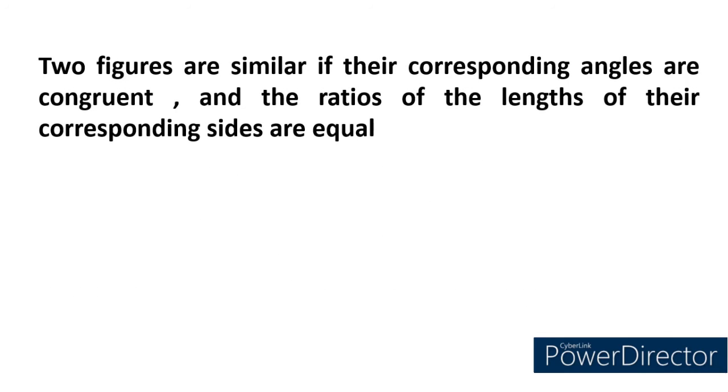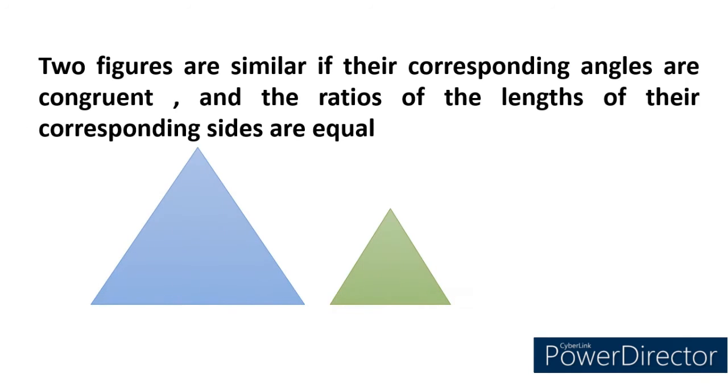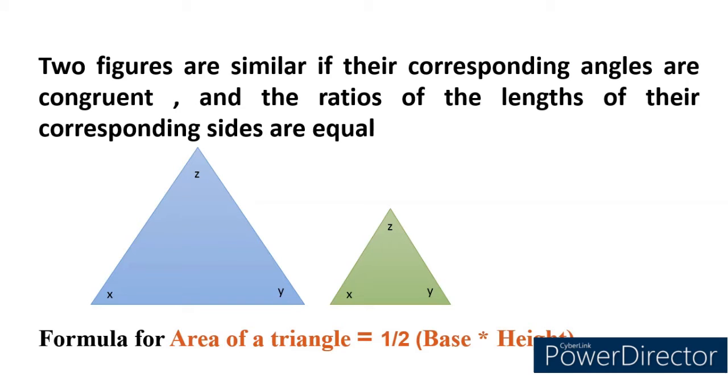Another way, two figures are similar if the corresponding angles are congruent and the ratio of the lengths of their corresponding sides are equal. So here is the example: the corresponding angles are equal and the size ratio will be the same for all the sides. So this is how we represent similarity with respect to triangles.